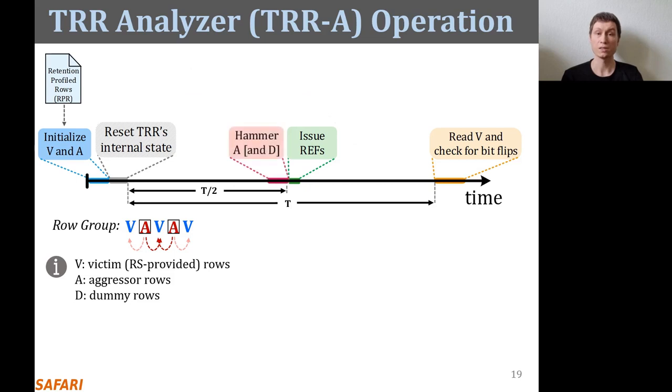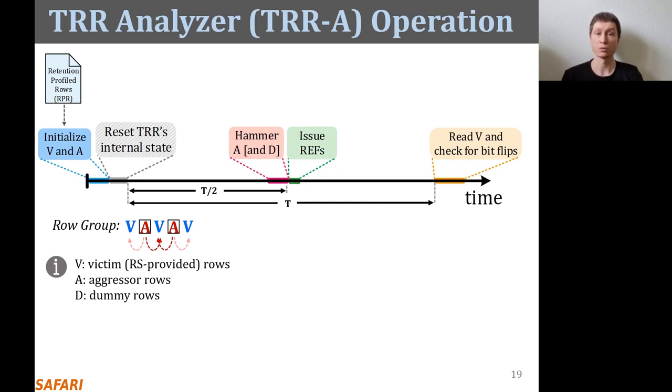To analyze how accessing the aggressor rows affects the rows that TRR detects as aggressors, TRR Analyzer activates and precharges, or simply hammers, the aggressor rows. By hammering an aggressor row with an individual hammer count, TRR Analyzer can understand how the hammers affect the decisions of TRR on which rows to refresh.